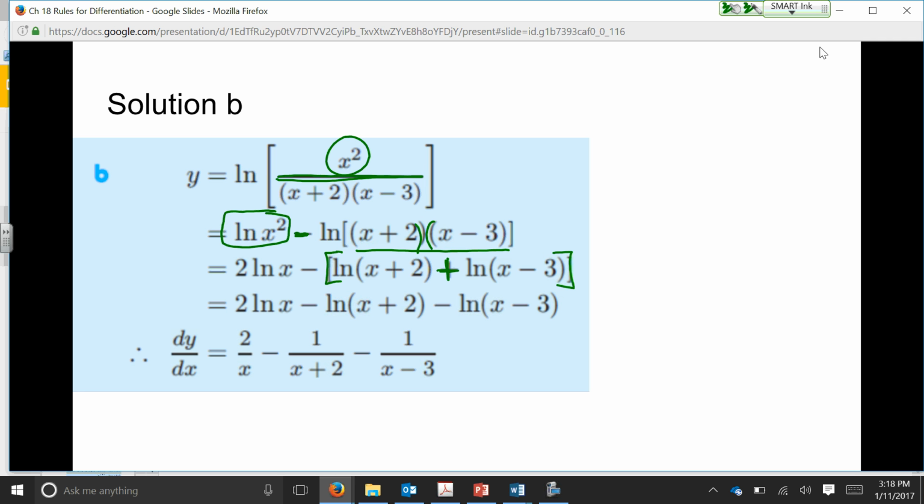Then I say, all right, well, I have the natural log of x squared. You can just take that 2, slide it in front, and now I have 2 times the natural log of x. That makes life a little bit easier because you know the derivative of the natural log of x is 1 over x. Therefore, 2 times the natural log of x has a derivative of 2 over x.